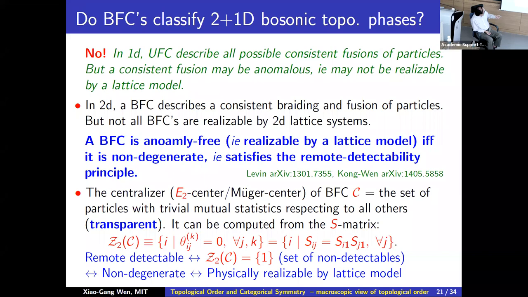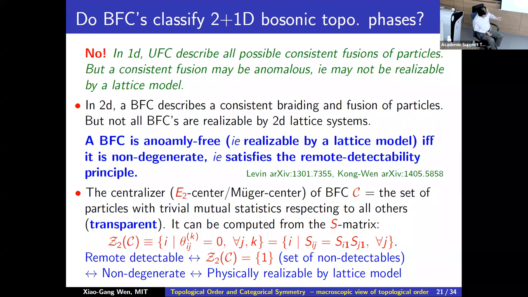Okay. So we have the same issue. A braided fusion category describes a consistent braiding and fusion of particles. However, not all braided fusion categories are realizable by a lattice because of anomaly, same reason. And here we can describe anomaly more easily. That is, sometimes we have a particular particle, and this particle cannot be detected by braiding with any other particle. If that happens, it's anomalous. So we have this undetectable particle. This feature is called degenerate. If you have undetectable particles, this braided fusion category is called degenerate. If only the trivial particle is undetectable, then every other particle is detectable, and it is called non-degenerate. That's the mathematical term for this.